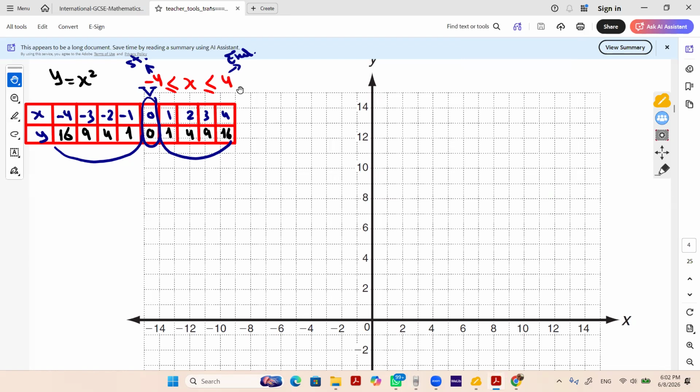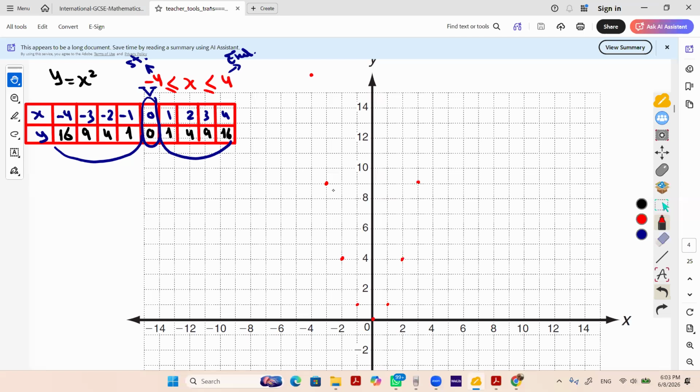Now we have to represent these points on the graph to represent the function. Negative 4 and 16, it's up to here. Negative 3 and 9, negative 3 and move up to 9. Negative 2 and 4. Negative 1 and 1. 0 and 0. 1 and 1. 2 and 4. 3 and 9.